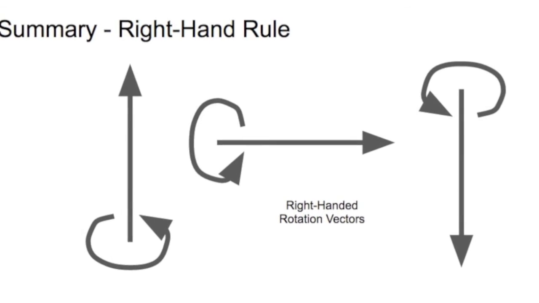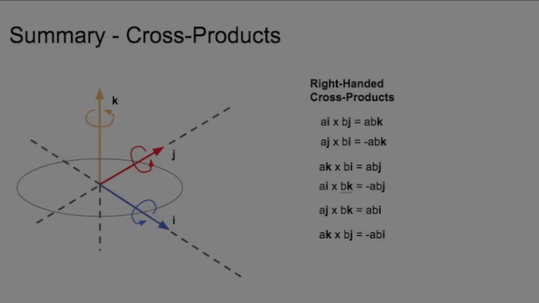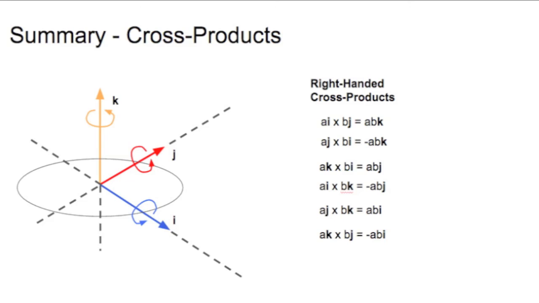So, in summary, we have the right-hand rule governing rotational motion, a vector basis of three vectors, i, j, and k, and all the cross products for all three vectors.